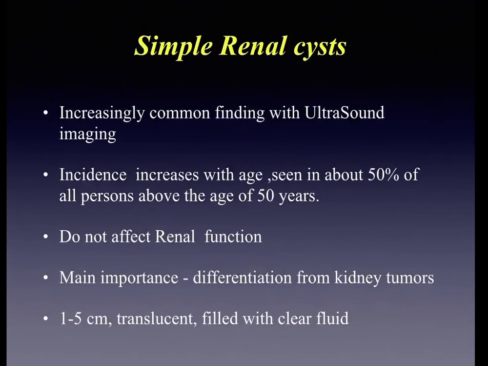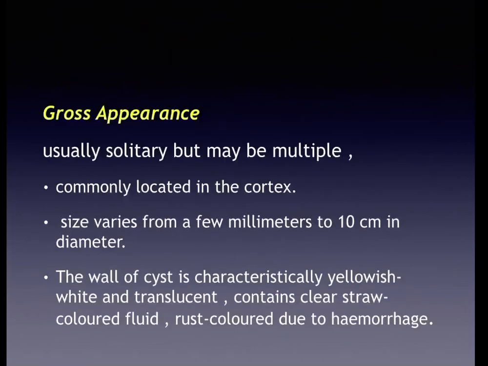They vary in diameter from 1 to 5 centimeters. They are usually translucent in appearance and filled with clear fluid. Grossly, they are usually solitary, but they can be multiple. They are commonly located in the cortical region, and the size varies from a few millimeters up to 10 centimeters in diameter. The wall of the cyst is characteristically yellowish white.